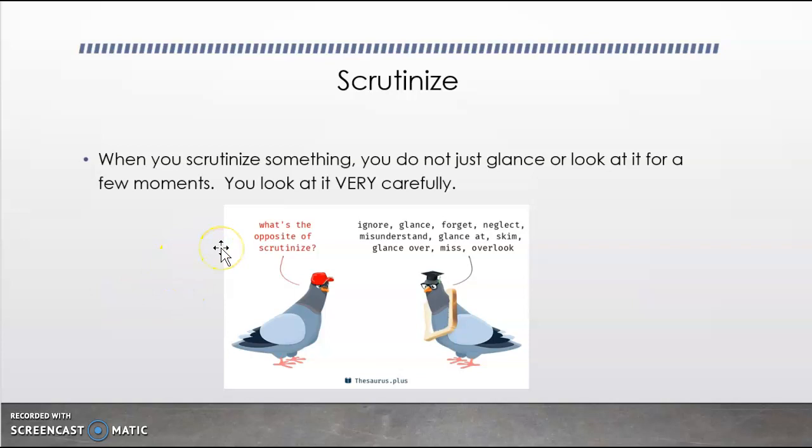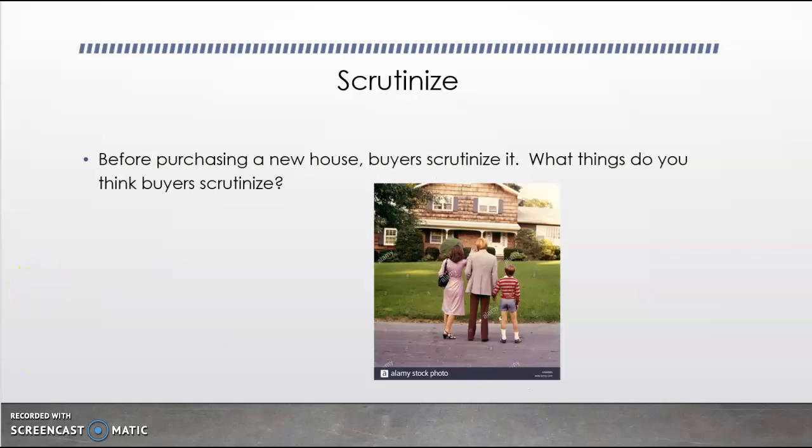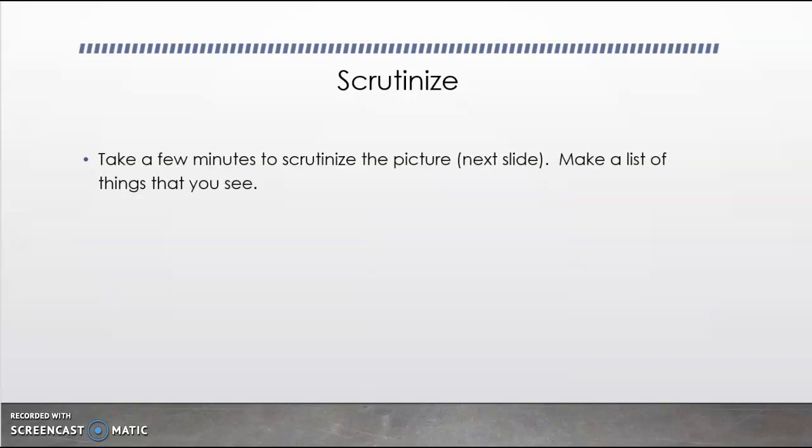When you scrutinize something, you do not just glance at it for a few moments, you look at it very carefully. You can see, what's the opposite? So let's think about buyers who are purchasing a new home. What things do you think that buyers will scrutinize when they are purchasing a new home? Right? Probably everything, right? The flooring, the ceilings, the foundation, the pipes, the bathroom, the kitchen, the paint, all of it. Let's take a look at another example.